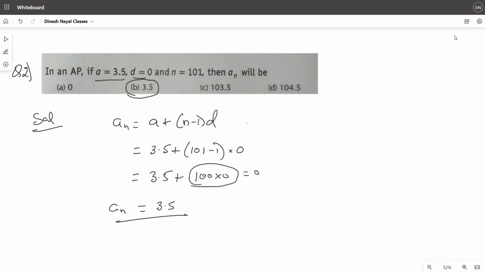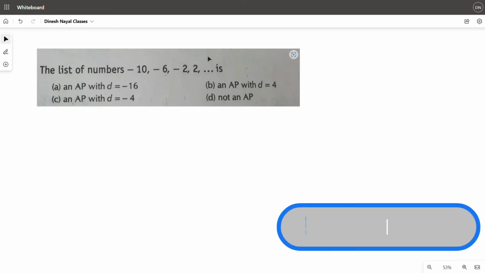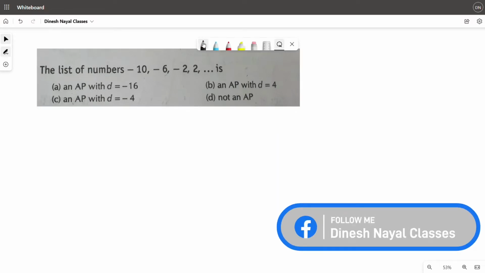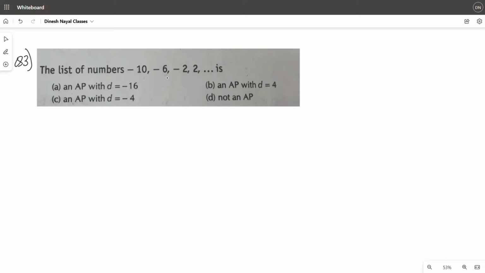Coming on to the next question, which is question number 3. The list of numbers is -10, -6, -2, 2. Now see, here are our options. We have to see whether it's an AP with common difference -16, 4 or -4, or not an AP. So let's start with the solution. Writing the numbers -10, -6, -2, 2.